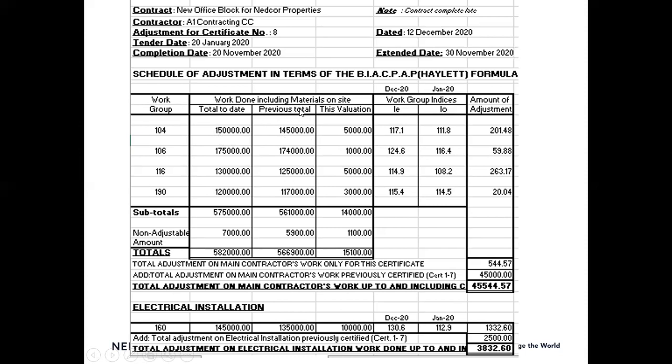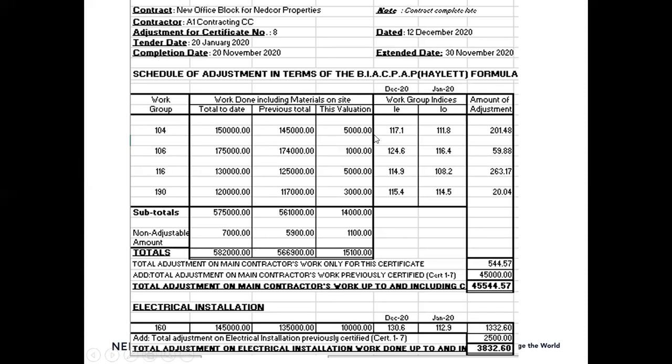Certificate 7 was the previous total. And the value for certificate 7 for earthworks, 104, we've got a figure here of 145,000. So that gives me then a total of 5,000 subject to escalation. Right, so we're going to apply now the formula based on this 5,000 rand. We need to add on escalation on this 5,000 rand.